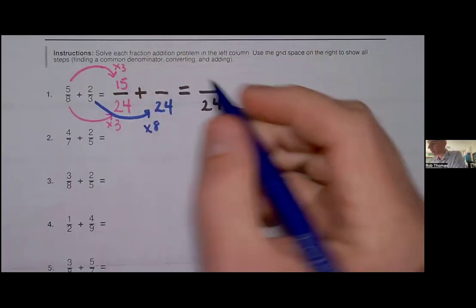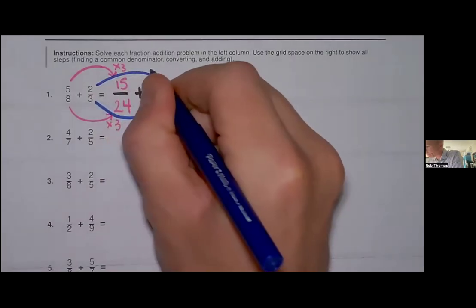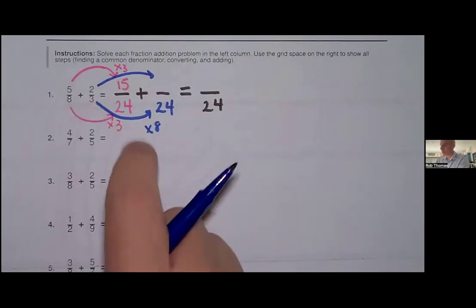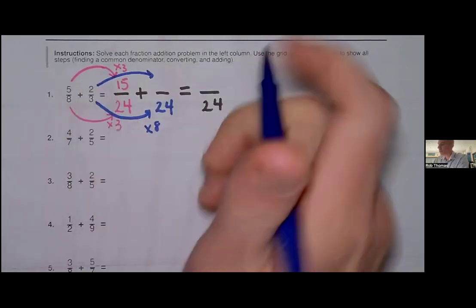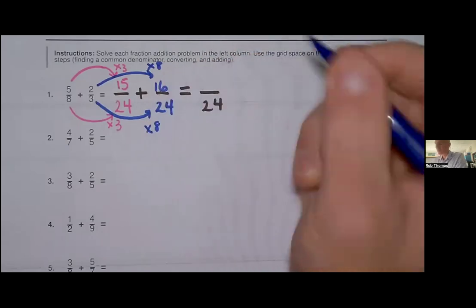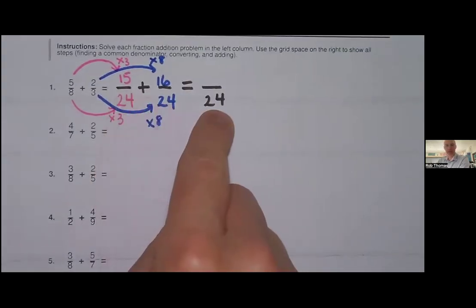And so now I take this 2 on top and I have to multiply it by the same 8. If I go 3 times 8 is 24, then I have to go 2 times 8 is 16. And I've got my equivalent fraction to 2/3 in 24ths. Okay, like I said, you don't add the denominators, so it just stays 24.